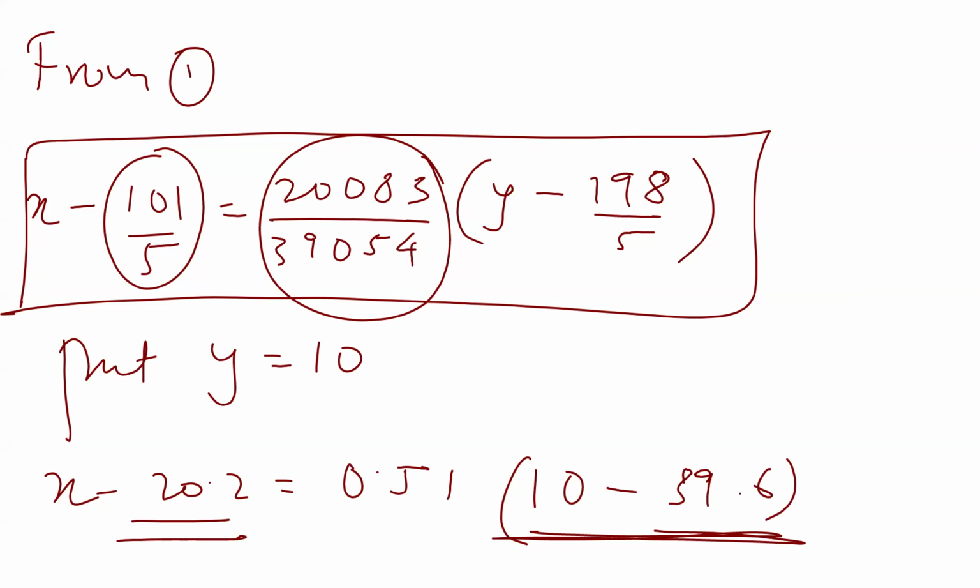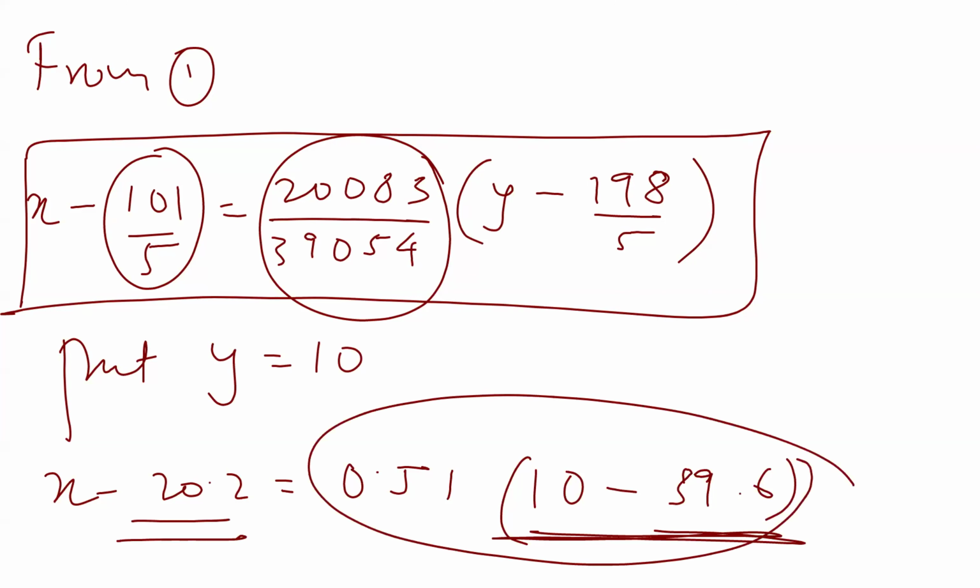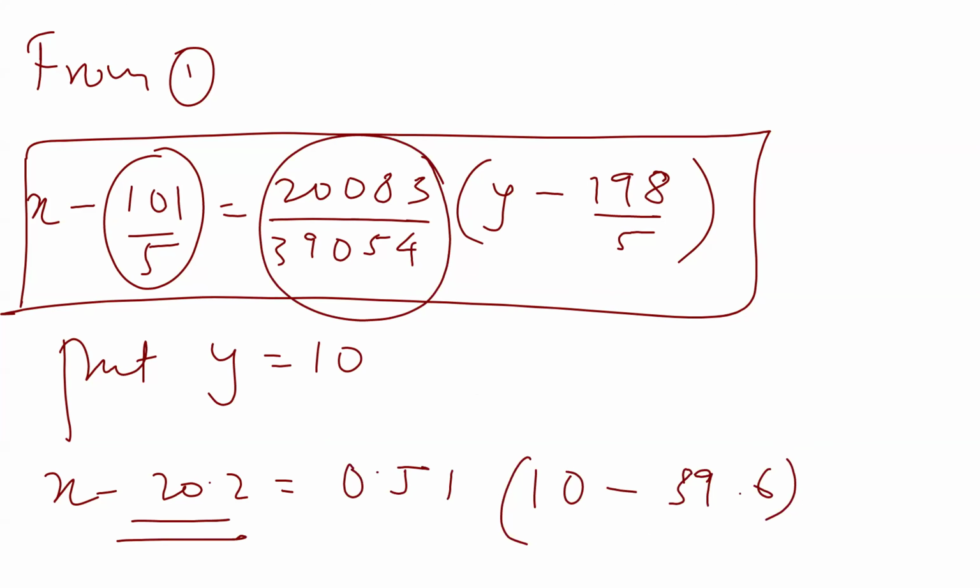So I'll add minus 15.096 to whatever value I got on the right hand side. So 20.2. The x value that I'm getting is around 5.104. Okay, so after solving this, x is 5.104. Okay, so that is how you can calculate the values by making use of u and v.